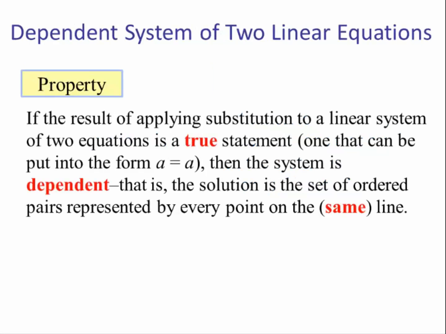Dependent systems of two linear equations. Property: if the result of applying substitution to a linear system of two equations is a true statement, one that can be put in the form a equals a, then the system is dependent. That is, the solution is the set of ordered pairs represented by every point that's on the same line. So if we think of this graphically, we would have two equations that are the same line. Whatever ordered pair is on the first line will be on the second line.